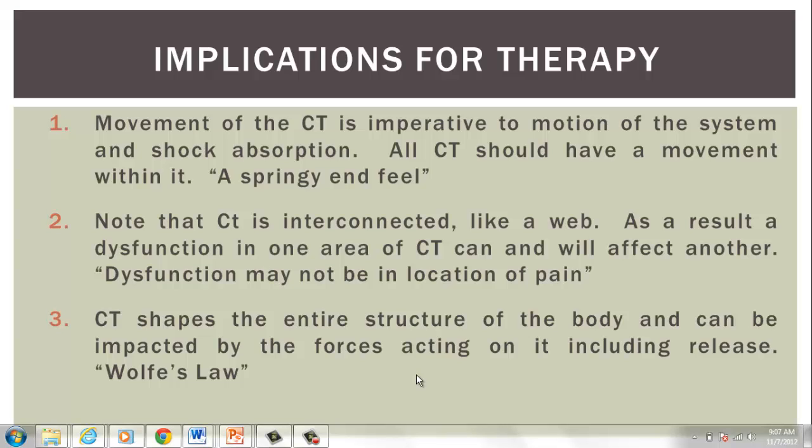And lastly, connective tissue shapes the entire structure of the body and can be impacted by the forces acting on it, including release. And this is how we make an impact. And this is illustrated in Wolff's Law.